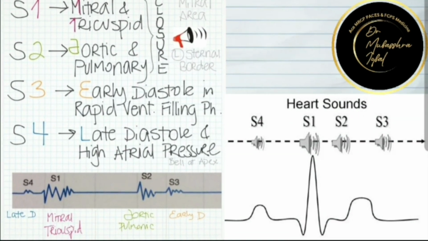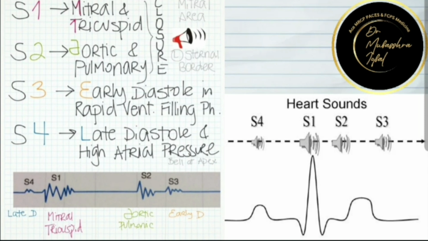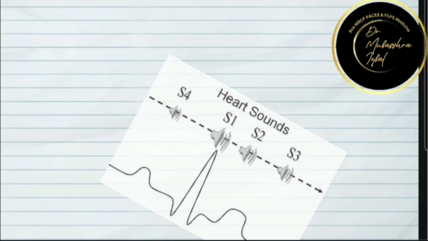S1, that is the first heart sound, is heard at the beginning of systole and is due to closure of mitral and tricuspid valve. S2, that is the second heart sound, marks the beginning of diastole and is due to closure of aortic and pulmonary valves. S3, that is the third heart sound, is heard in early diastole in the rapid ventricular filling phase. And S4, that is the fourth heart sound, is heard in late diastole and in the high atrial pressure phase.